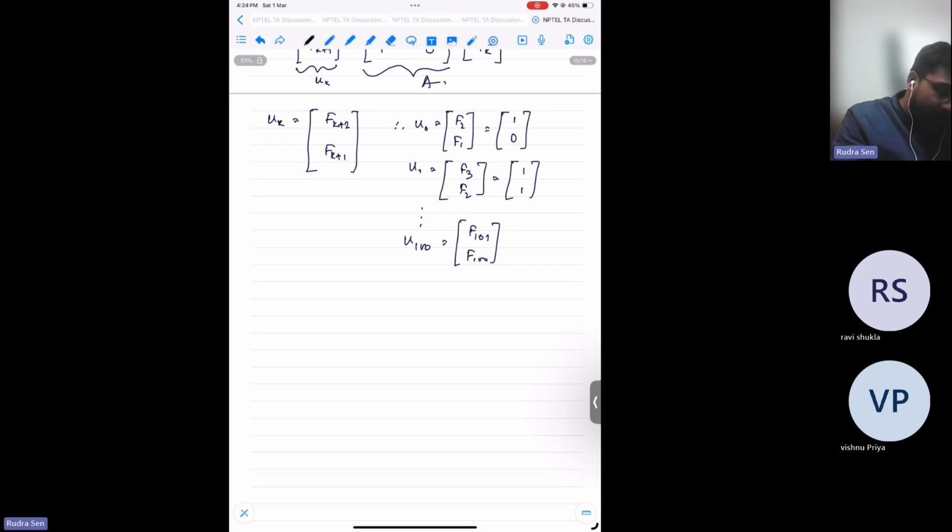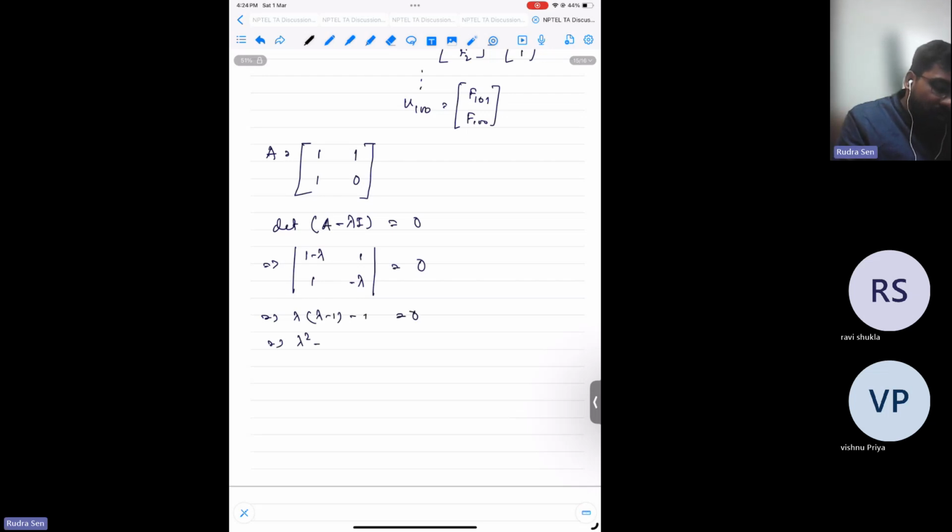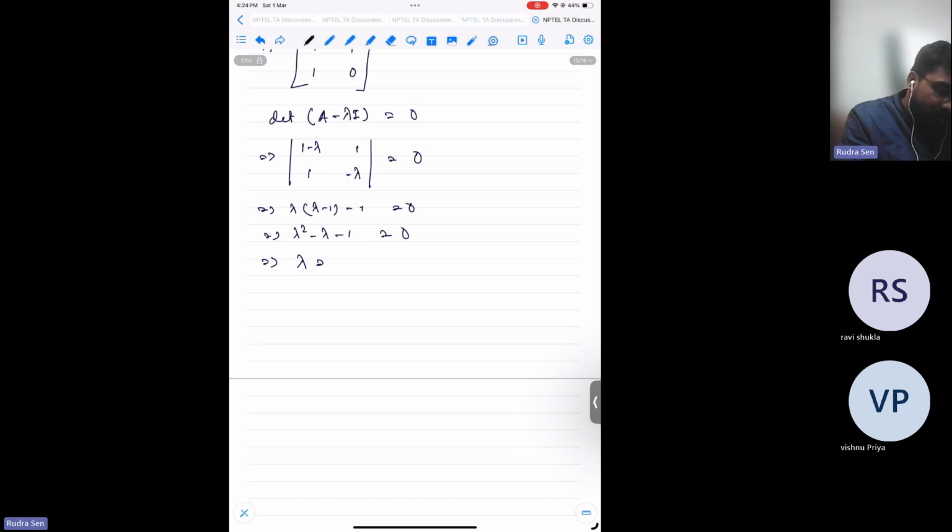For F100, first of all we need to find the eigenvalues of the A matrix. I write it down over here again. I need to find the determinant of A minus lambda I equals 0. So I need to find 1 minus lambda, 1, 1, minus lambda. This is lambda into lambda minus 1 minus 1, which is lambda squared minus lambda minus 1. So lambda equals 1 plus or minus root of 1 plus 4, divided by 2. That is 1 plus or minus root 5 by 2, right?